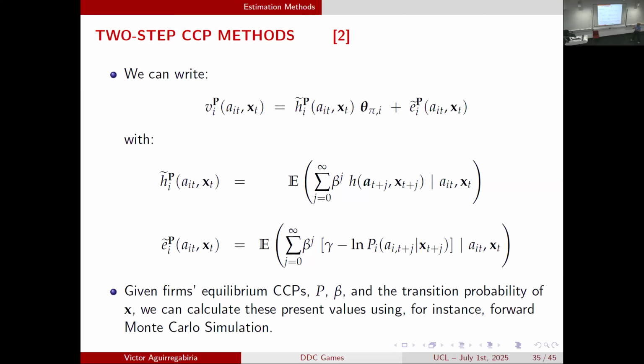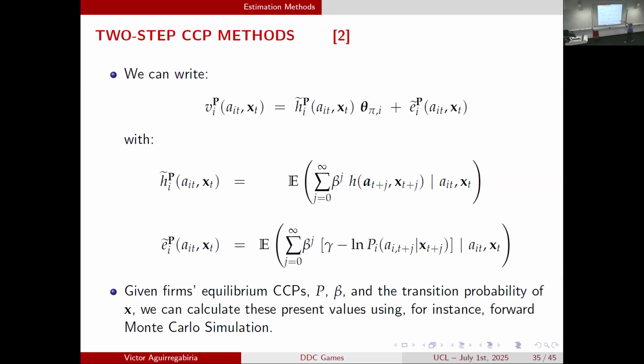But to make it very simple, suppose that we use forward-looking simulation. Using the choice probabilities of the players, we use forward-looking simulation to generate future actions of the players in a recursive way. And then in this model, we can represent the conditional choice value function basically as a linear index of the structural parameters and objects that can be estimated from the data.